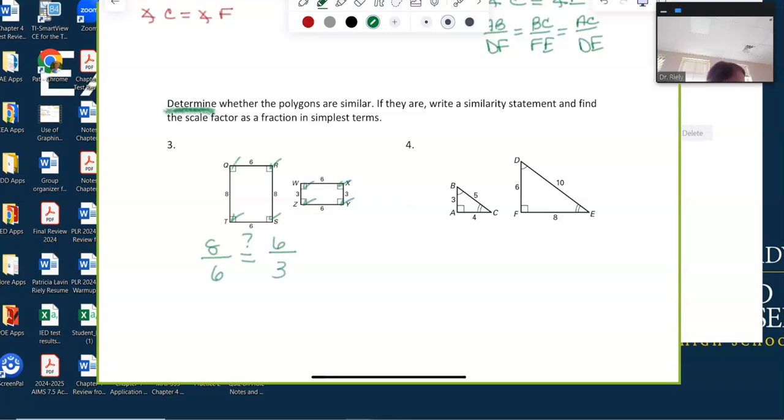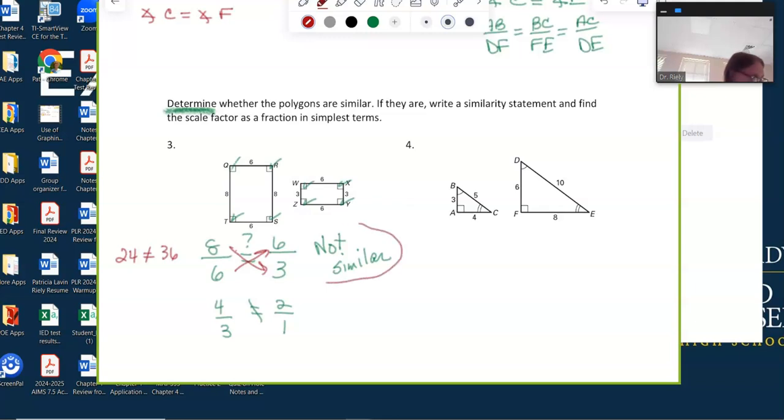Now right away, I know this is not true, because look, if I reduce this, 6 over 3 is 2 over 1, and that does not equal 4 over 3. So since they are not equal, these are not similar. Okay, what else could I have done? I could have done the cross product. And if I do the cross product, 8 times 3 is 24, and 24 does not equal 6 times 6, which is 36. So since the cross products don't equal, that's more reason to say these shapes are not similar.